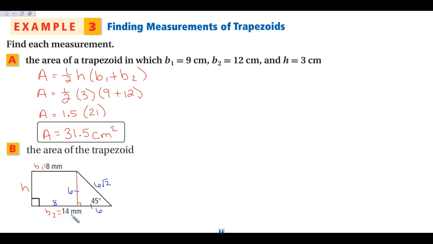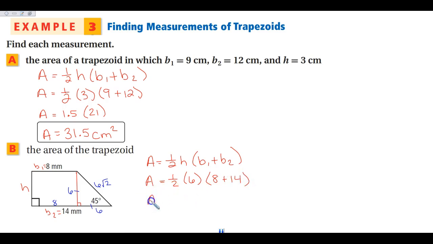So there are a multitude of different ways that you might see a trapezoid given to you. And that does include using those 30, 60, 90 and 45, 45, 90 formulas. All right, so from here, I can now write my formula. 1/2 of the height times base 1 plus base 2. And again, remember, it doesn't matter which base you call 1 and which base you call 2. So we found that our height was 6, and our bases are 8 and 14.